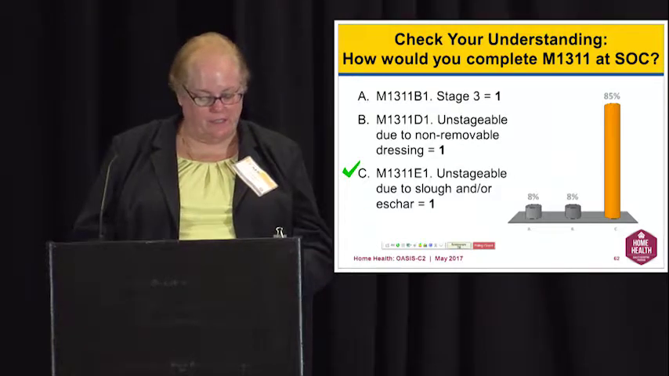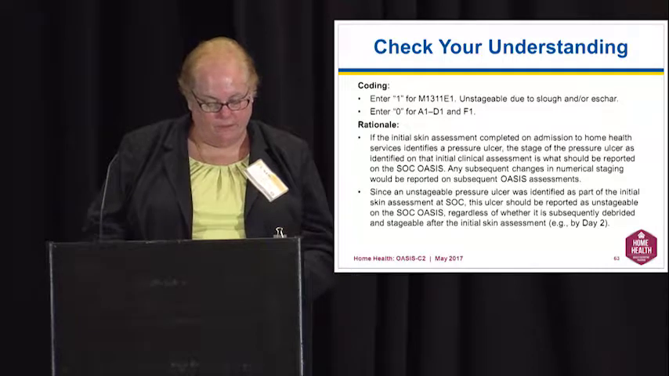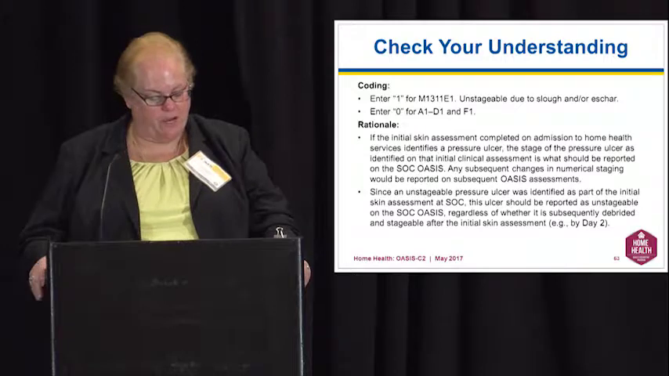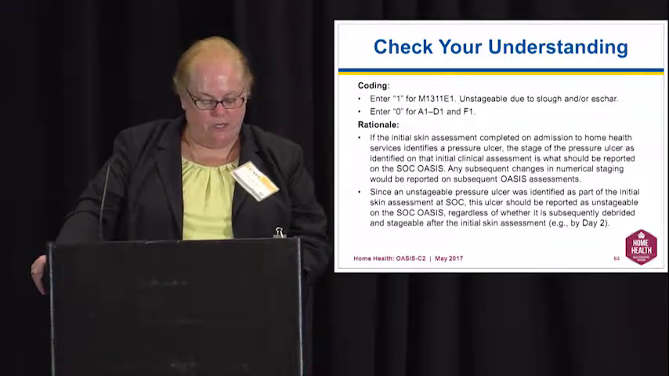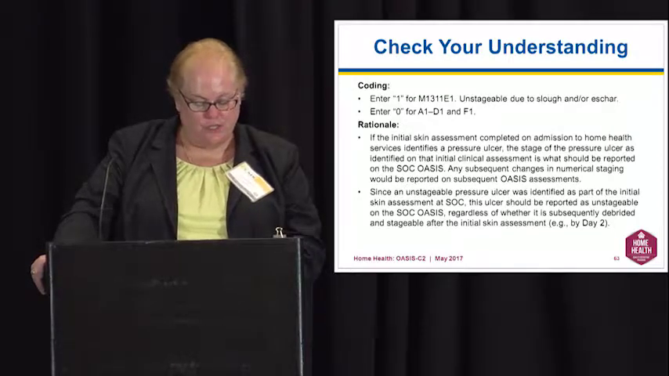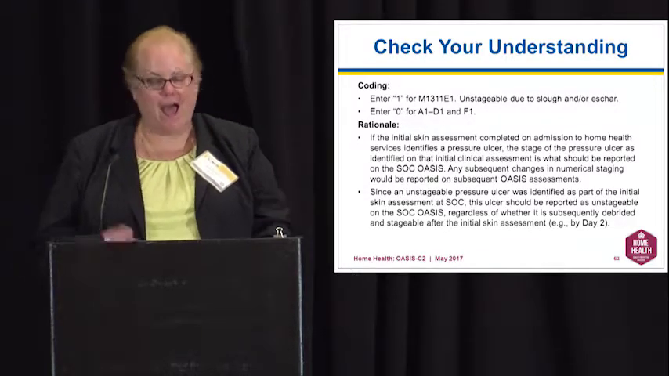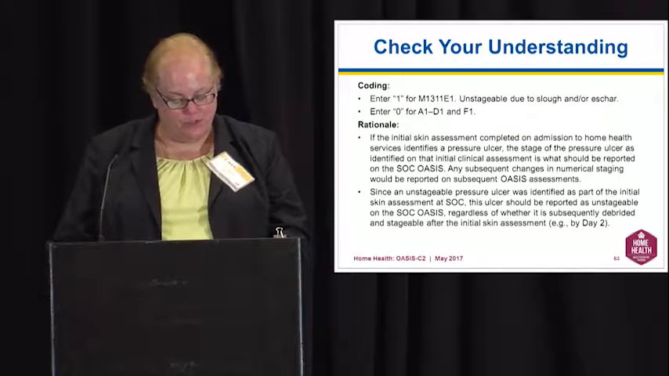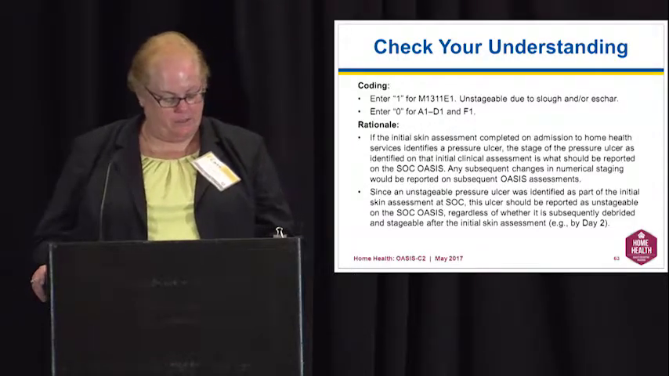The answer is C. And so what's our coding rationale here? Well, you'd enter 1 for M1311E1, which is unstageable due to slough or eschar, and enter 0 for A1 to D1 and F1. So if an initial skin assessment completed on admission to home health services identifies a pressure ulcer, the stage of that pressure ulcer as identified at that initial assessment is what is encoded. Any subsequent changes to the numerical stage would be reported on subsequent OASIS assessments.